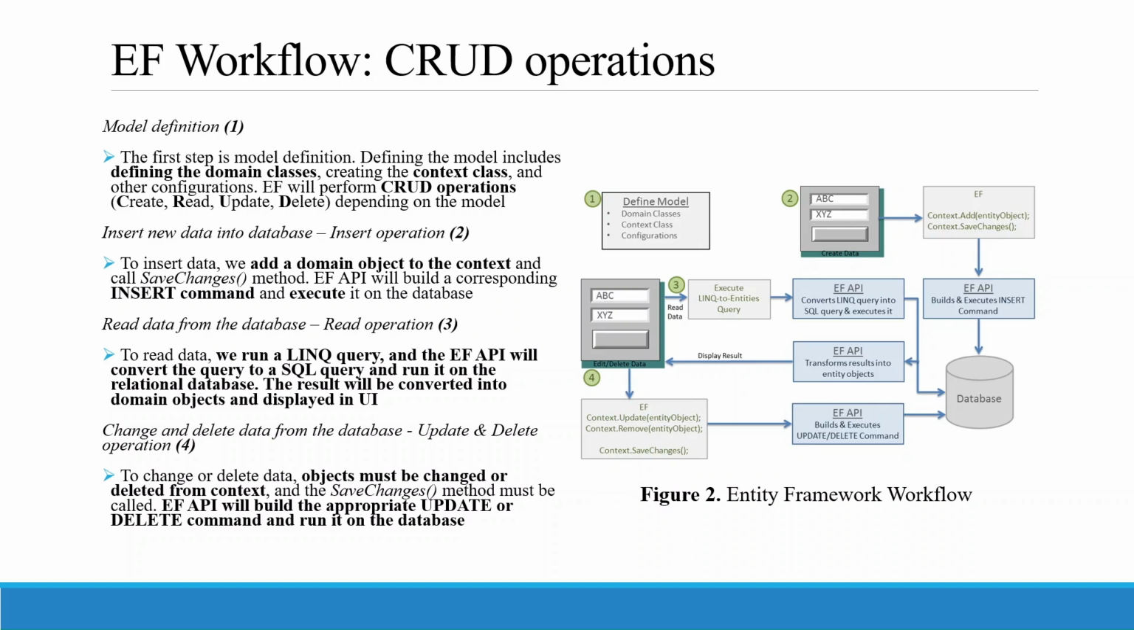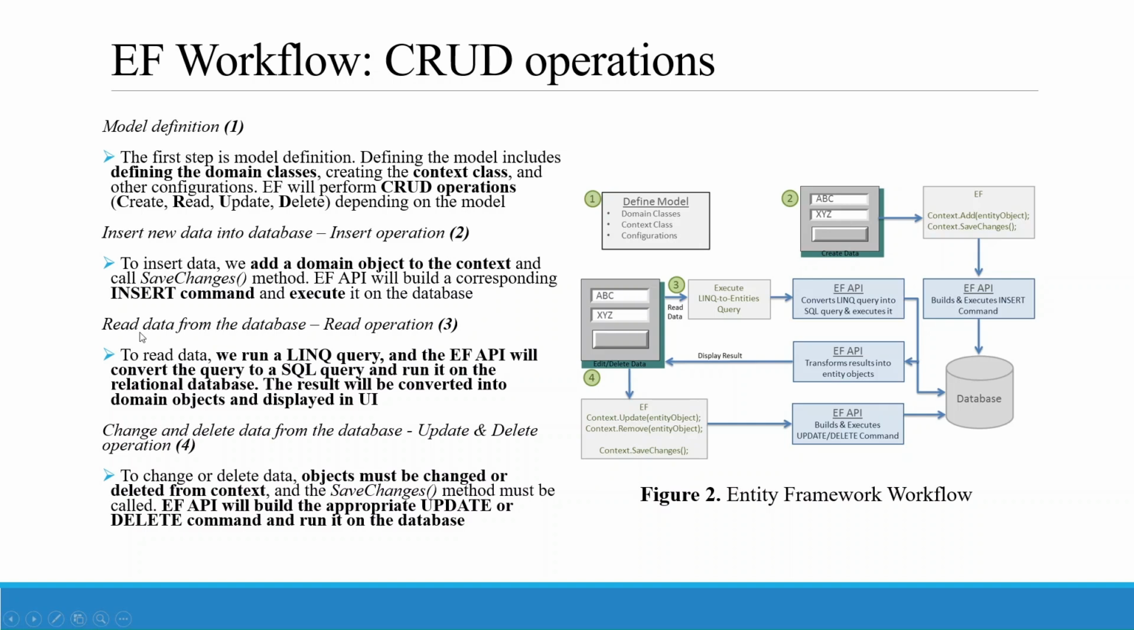We add this object to the context, and then we execute save changes on the context instance. Save changes means that we want to save the changes, the new object that we added to the context, we want to save it on the database. Behind the scenes, Entity Framework will build and execute an insert command, okay, because we add the new entity to the context, and we'll execute that command on the database. In the end, we will have the new object into the database, okay?